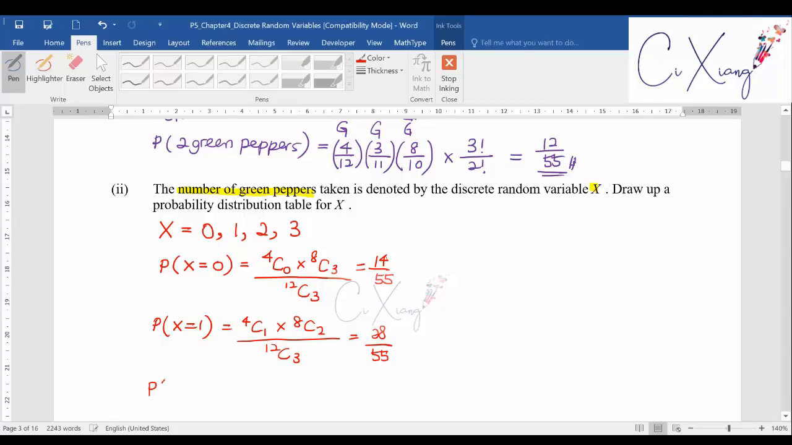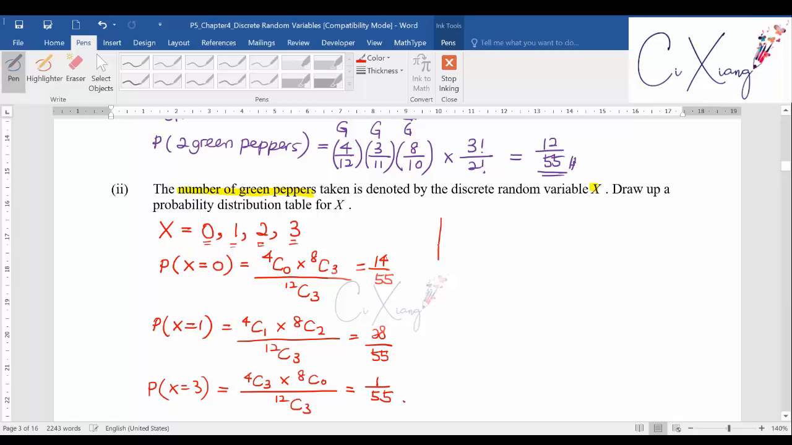Then X equals 2. I'm not going to find it out because X equals 2 is the answer in part number 1, 2 green peppers. So I'll straight away skip to X equals 3. For X equals 3, you choose 3 green peppers, multiplied with 8C0, divided by 12C3. From here, you should be able to get 1 over 55. So you already found all the probabilities for the values of X.